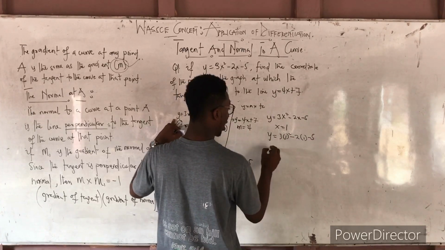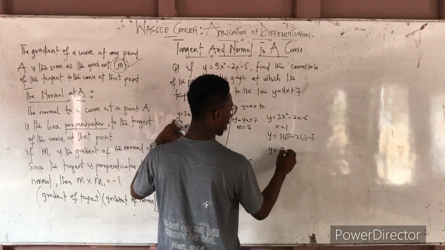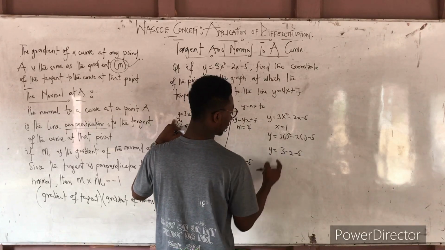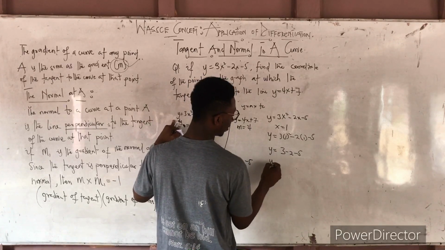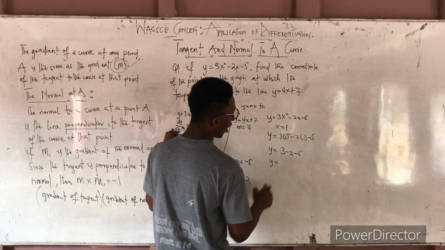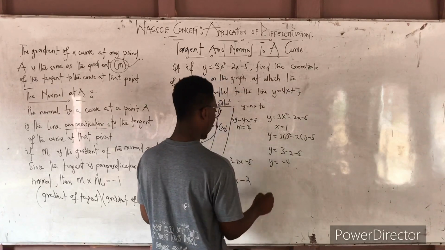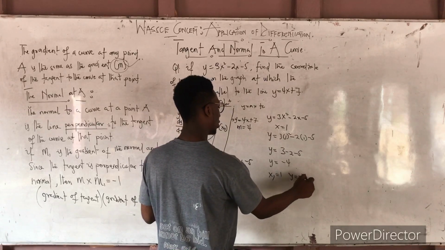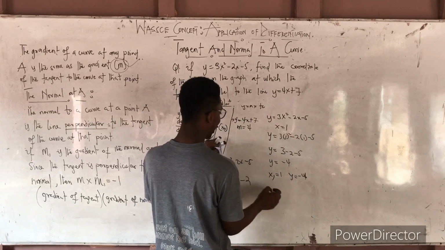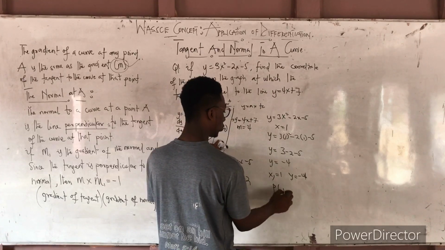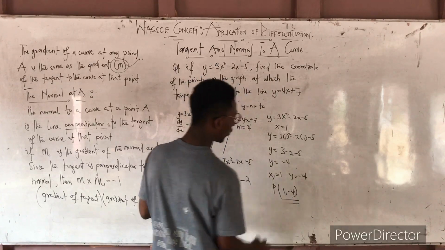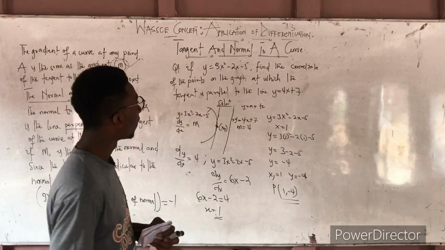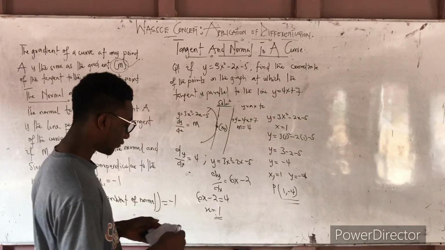And that gives you 3 minus 2 minus 5. So this minus that, we get 1, so we get negative 4. Therefore, the coordinates are x is equal to 1, y is equal to negative 4. The coordinates at that point, let's say point P, is (1, -4). And this is how you find the point, tangent and normal to the curve.